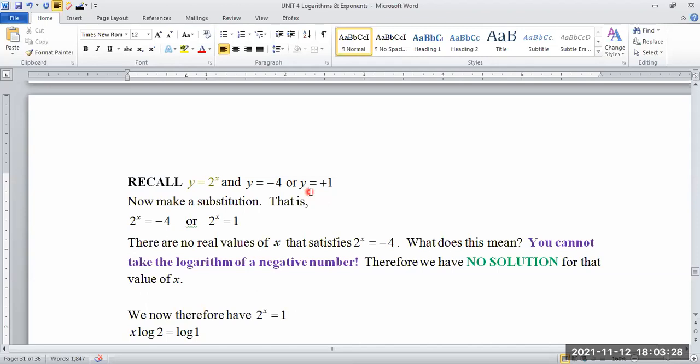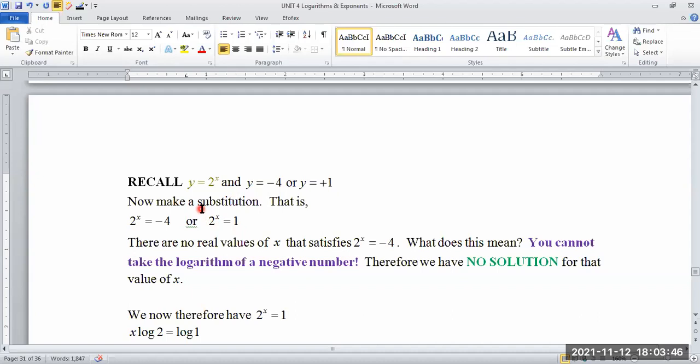Oh, so now, sir, I see it. So moving this negative 4 over to y, I'm going to have negative 4 is equal to 2 to the x. Similarly, I'm moving this negative 1 over to the y. So I'm going to have 2 to the x equals 1.